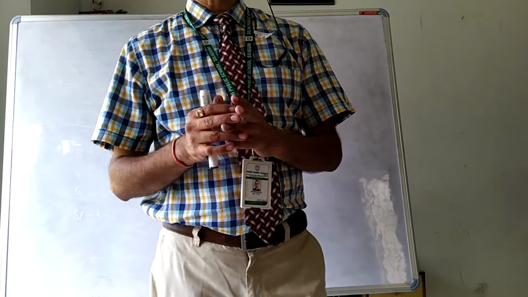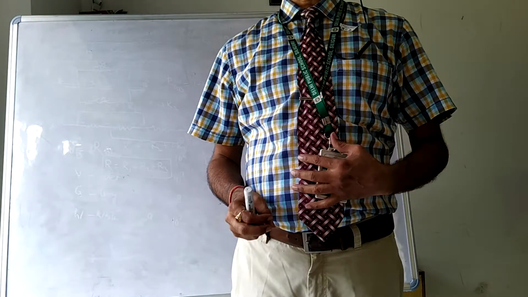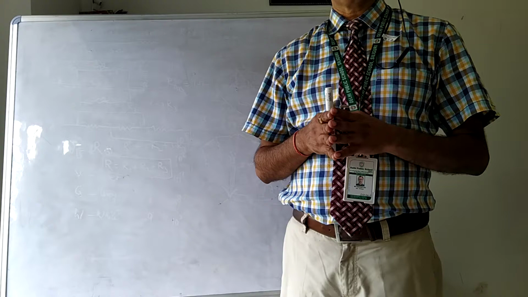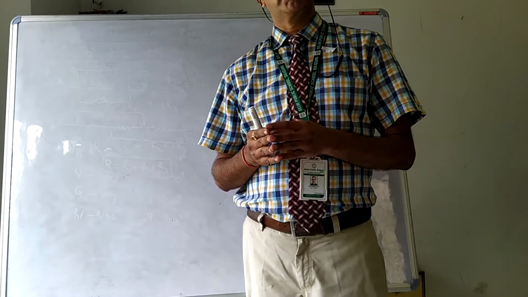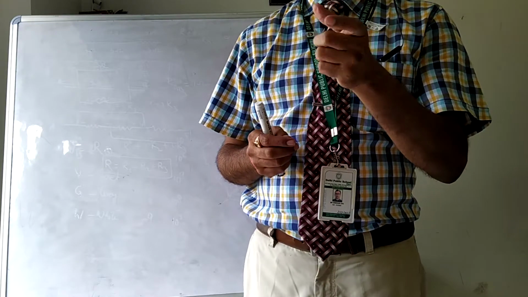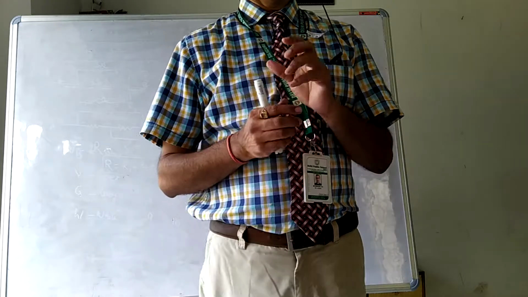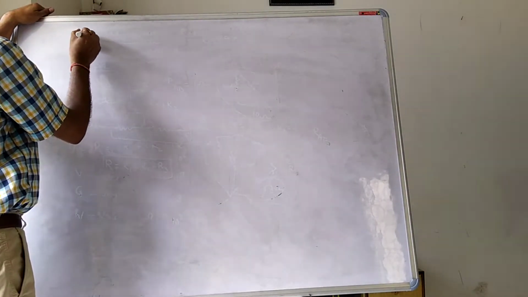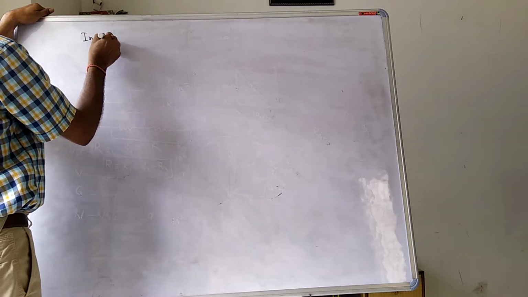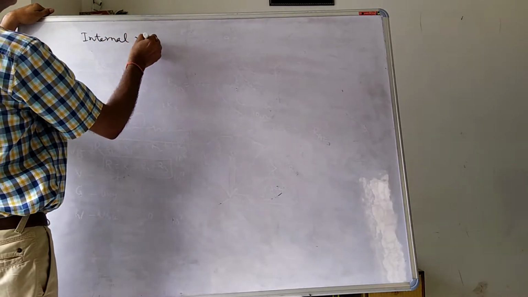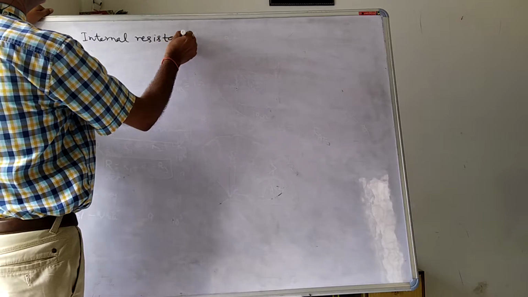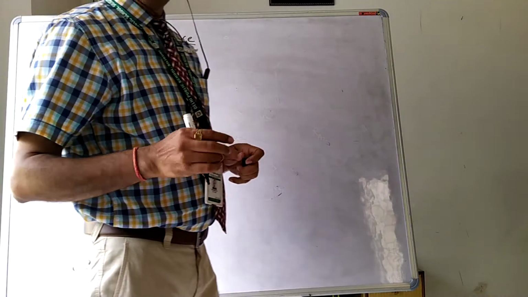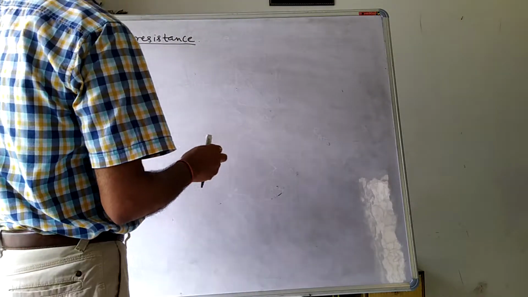We have learnt about the combination of resistances. Now we will discuss the other resistances present in the circuit. This is a current circuit. What are those? The internal resistance of the cell. So we will now learn what internal resistance is, what E.M.F. is, and what terminal potential difference is.